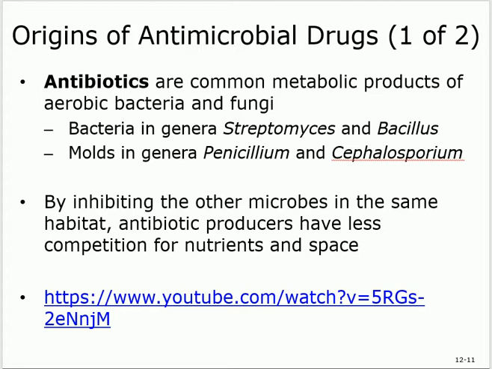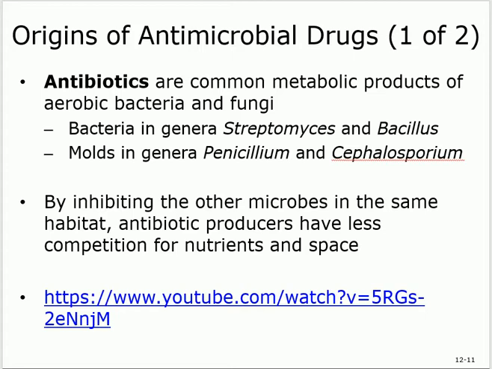The other type of mold is called cephalosporium. What should I call the antibiotic that comes from those molds? Cephalosporin. Okay? You will notice that the vast majority of these antibiotics will end with "in": streptomycin, bacitracin, penicillin, cephalosporin. Okay, it's not that simple, but it will usually end in "in".